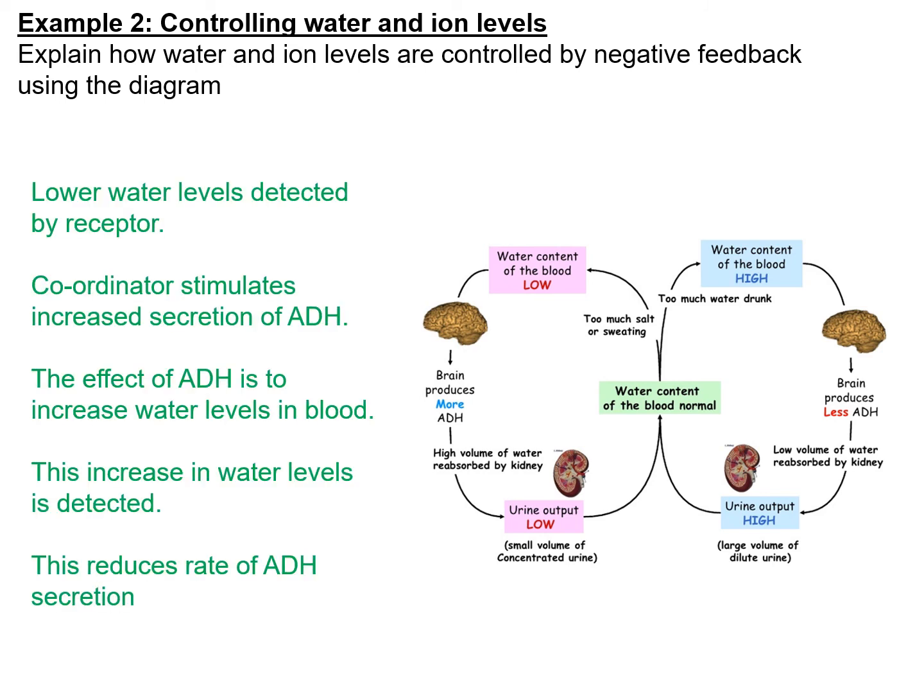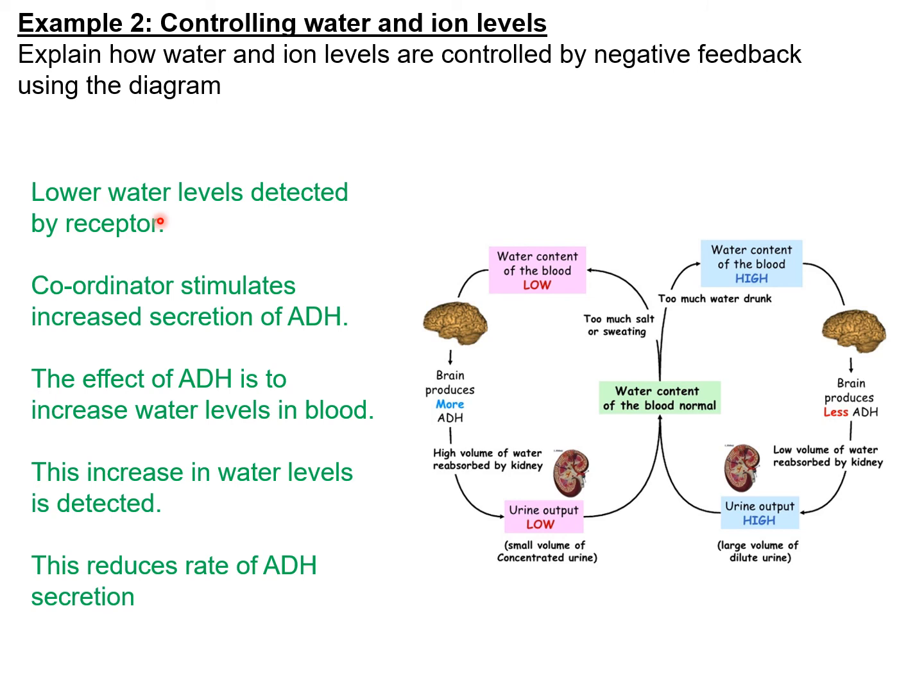Okay, let's check our answer. So, if we look at our answer here, we first of all remember talking about the receptor and what it detects. We always start with the receptor and what it detects. In this case, the receptor is detecting lower water levels. Now you could have conversely talked about higher water levels, and if you have, that's absolutely fine. Lower water levels are detected by the receptor.